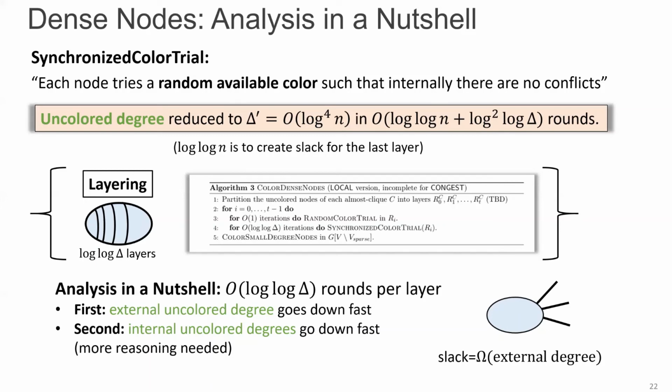And also these dense vertices get some slack from this additional color reduction. And all of this combined implies that the vertices have slack in the order of their external degree. And once you have this, the external degree goes down fast. And the crux here is really that inside the almost clique, there are no conflicts. For the outside world, it really just looks like each node tries a random color from their list. This is why the same analysis as for this 2 delta coloring applies here.